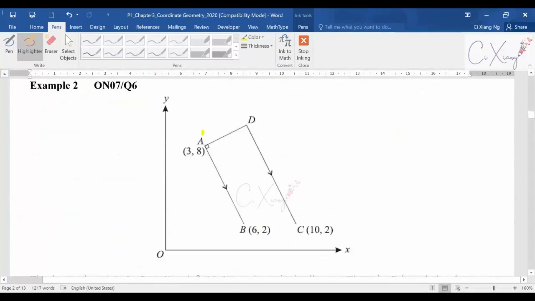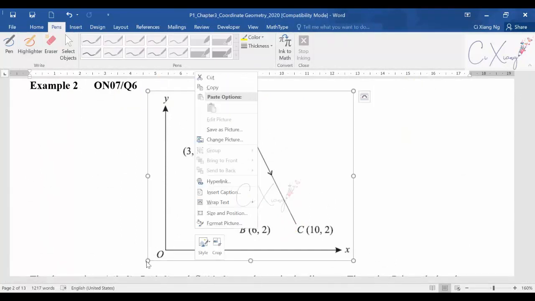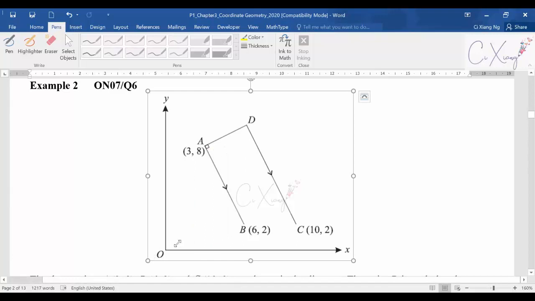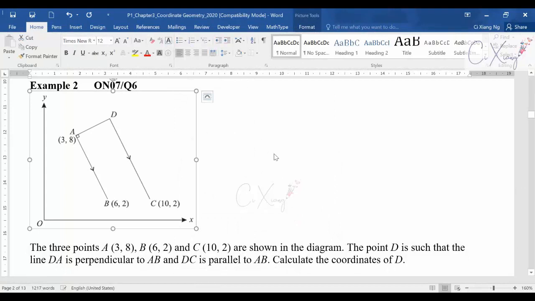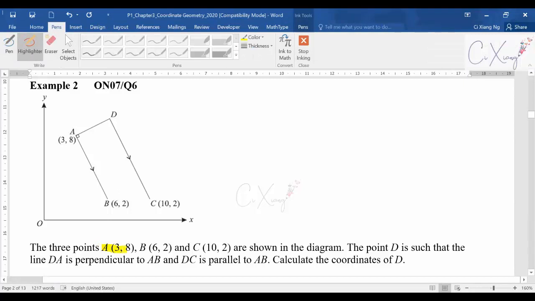Let's have a look at example 2. Okay, so this is what I have for example 2. Maybe I can make it smaller here. Okay, so what do we have in the question? They give us a figure, and there are 3 points: point A, point B, and also point C. Then they say point D is such that line DA is perpendicular to AB. Okay, so this is the first information that they give, DA perpendicular to AB.